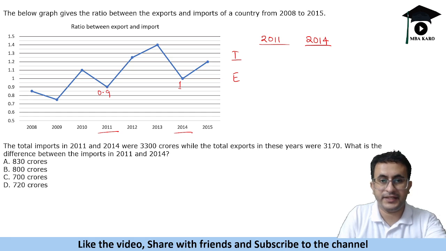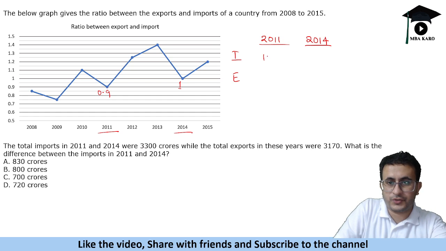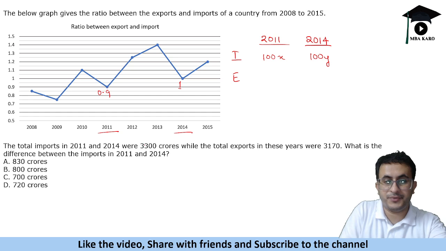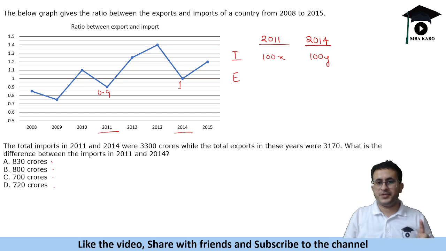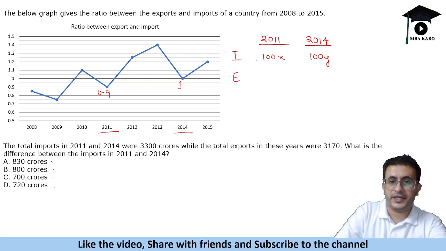It says that imports were 3,300 crores. So let's take 100x and 100y. Why are we taking variables here? Because we have to find some number. If you are asked to find just a percentage or ratio, you would not take the variable. But here we are asked for a number. So the total import is 3,300.